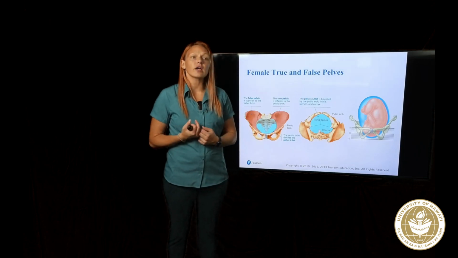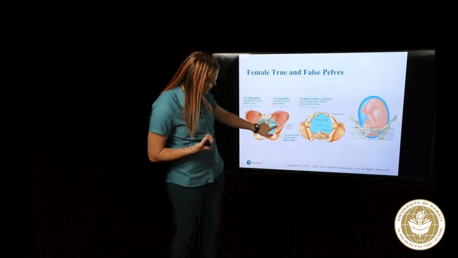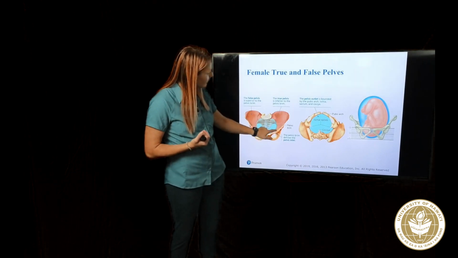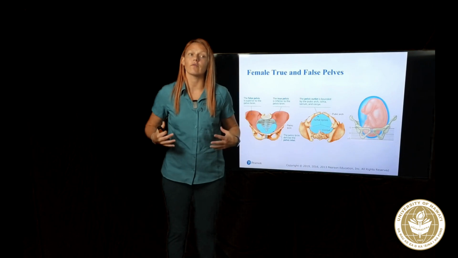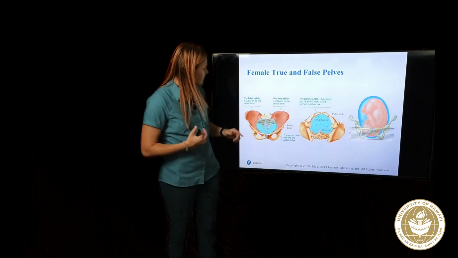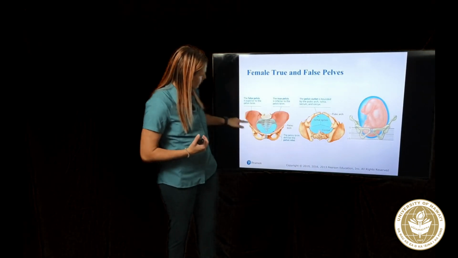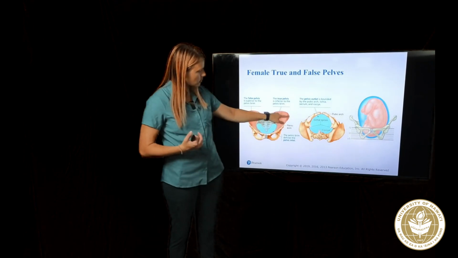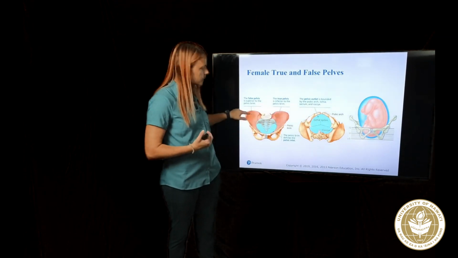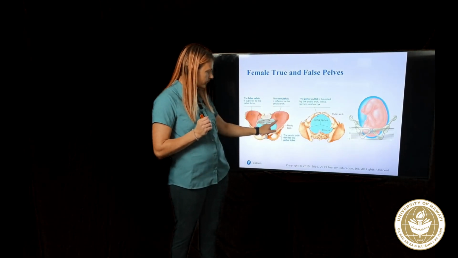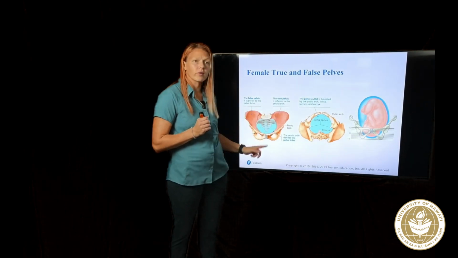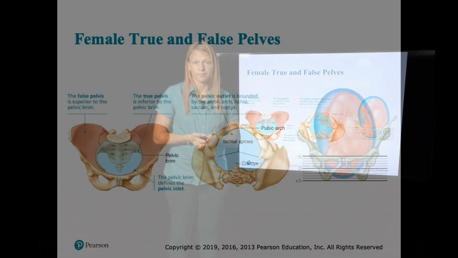And the pelvic brim, which is this dotted line, is going to be the widest portion of your true pelvis. A lot of people consider this whole wide region right here to be your pelvis. That's the false pelvis. Right in here is that true pelvis. That pelvic brim is that widest portion.